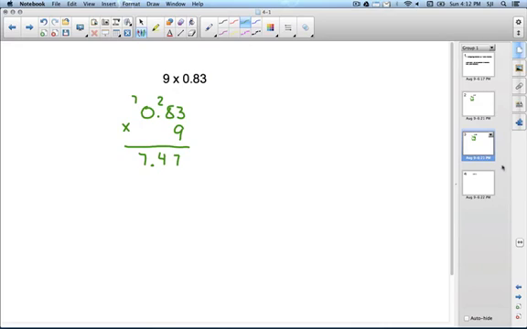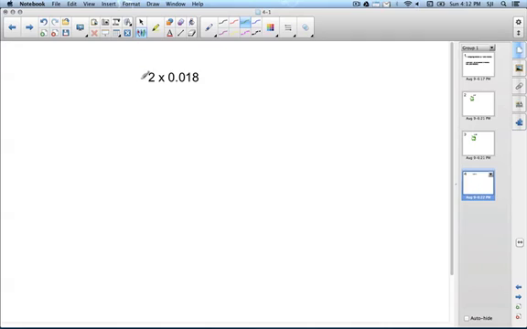I have one more example to go over with you. 2 times 0.018. So remember, it doesn't matter what order we put them in. You want to put the number with the most number of numbers on the top and the fewest number of numbers on the bottom. So this one has 4 numbers in it and this one only has 1. So I'm going to put 0.018 on the top and I'm going to put the 2 on the bottom.